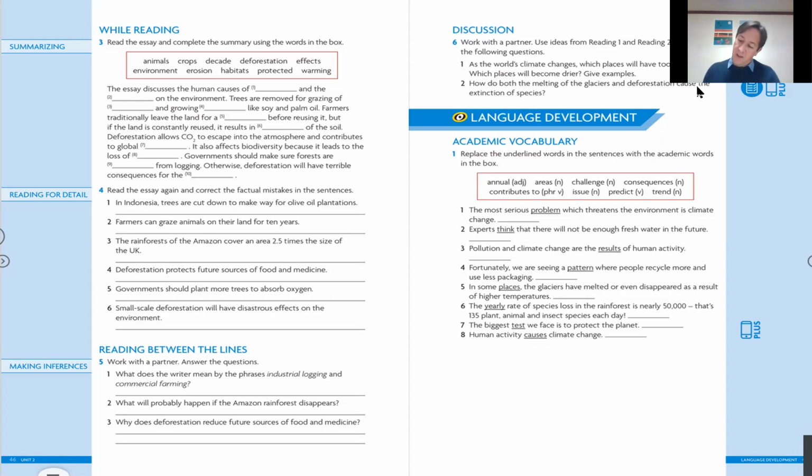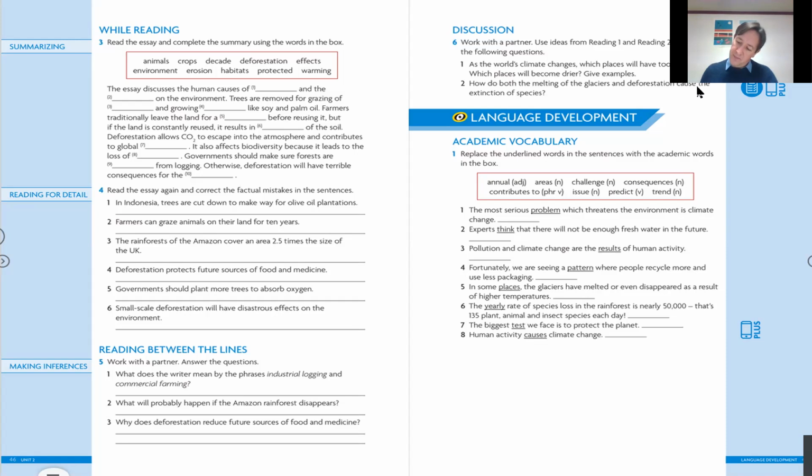Right. Obviously, we got one word there, which is not correct. It doesn't protect, does it? Damage. Deforestation damages future sources of food and medicine. Let's see. Or we could use the word threatens. Deforestation threatens future sources of food and medicine. Threatens. Number 5, governments should plant more trees to absorb oxygen.